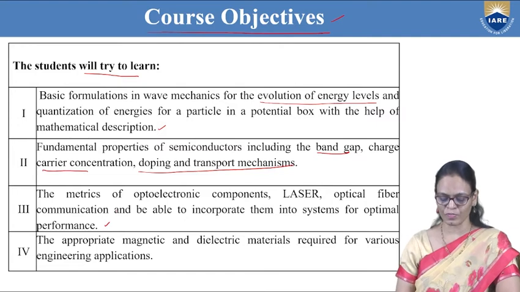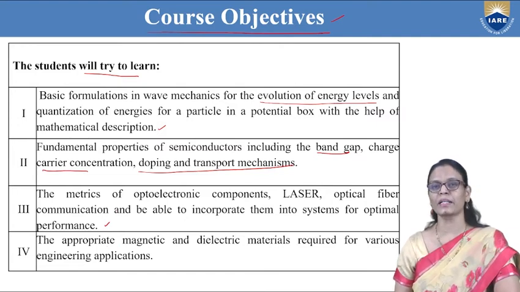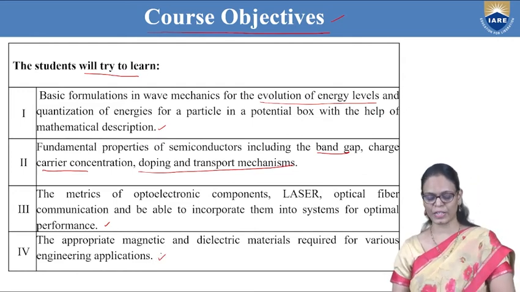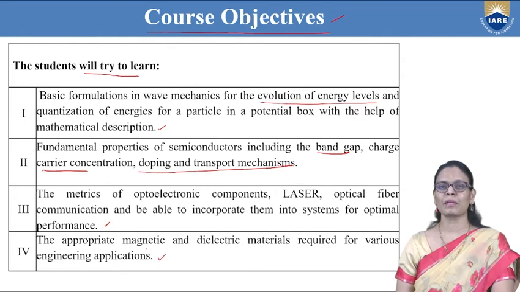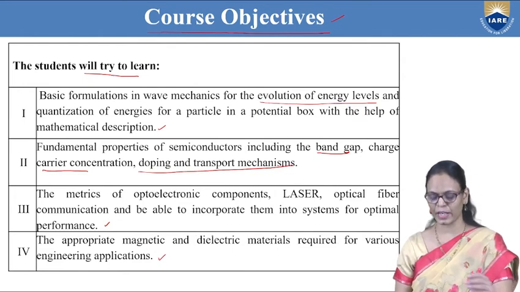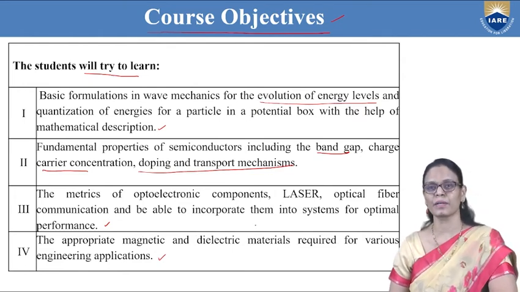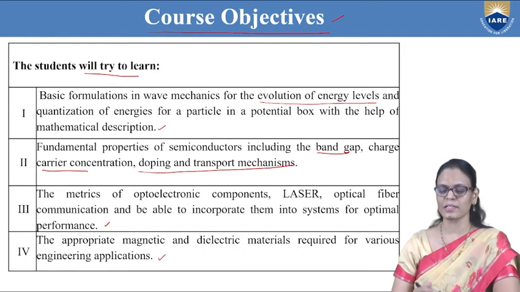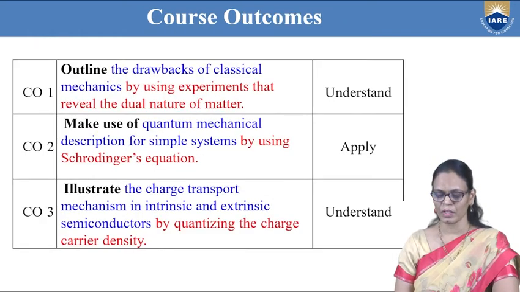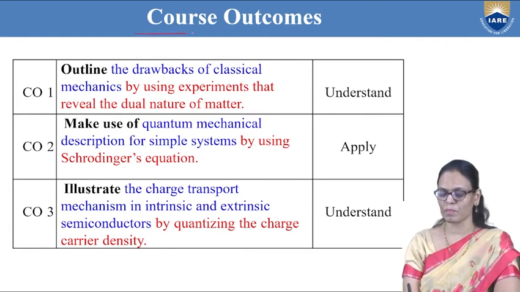Then the use of the appropriate magnetic and dielectric materials required for various engineering applications. So wherever we are talking about engineering applications, there may be magnetic and dielectric materials, so they have to learn about them. So all these are the course objectives. Now coming to course outcome.